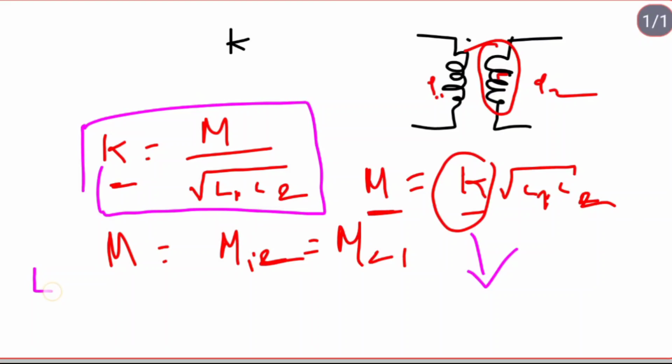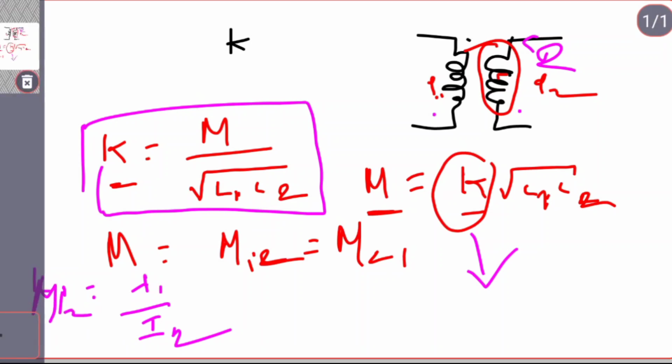Self-inductance, what is the formula? L1 equal to lambda 1 by I1, self-inductance. Mutual inductance means another current will come, I2. Due to this current I2, what is the mutual inductance? M1,2. That we have to remember.